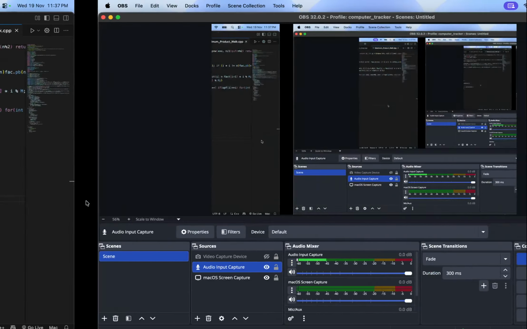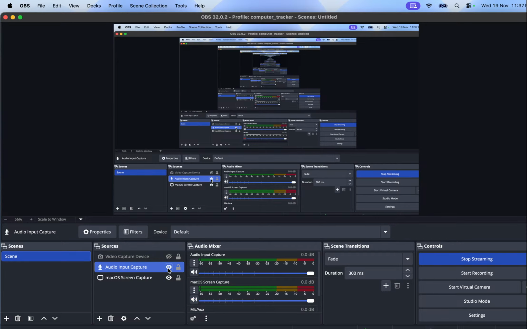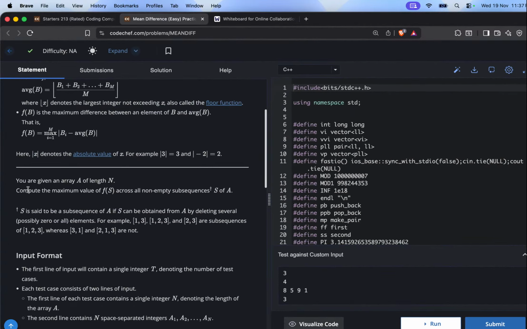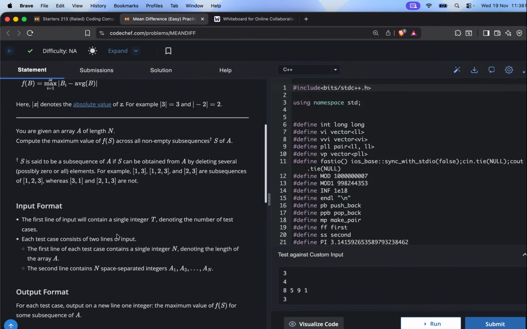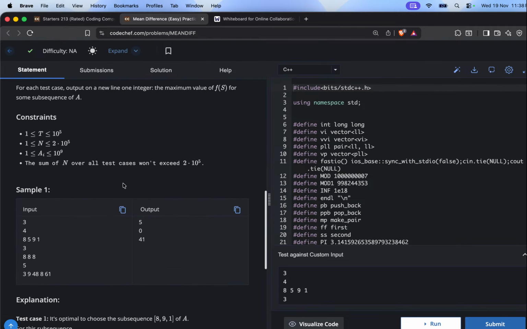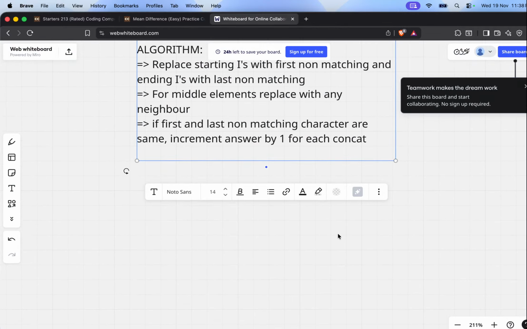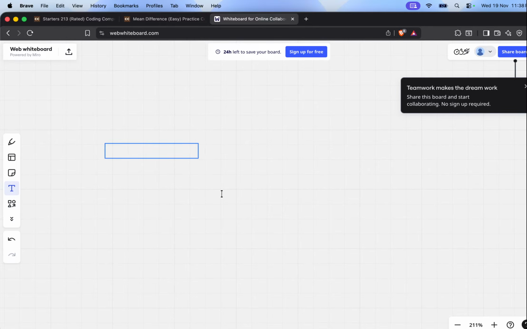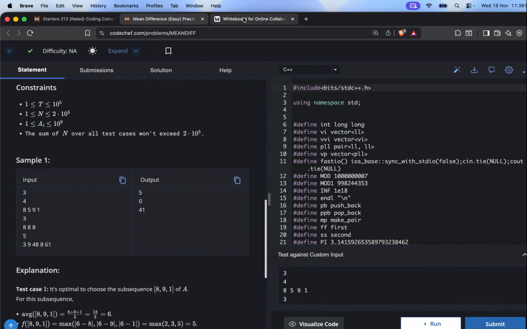All right. So we need to compute the maximum value of FB across all non-empty subsequences of A. FB is the maximum of all such differences, and for all the subsequences, the maximum FB we can get is to be computed. If we did not understand the question, let's understand with an example. Let's say we are given this array.